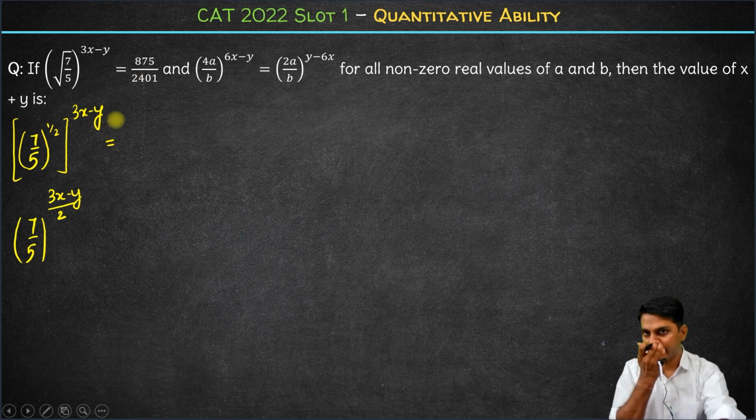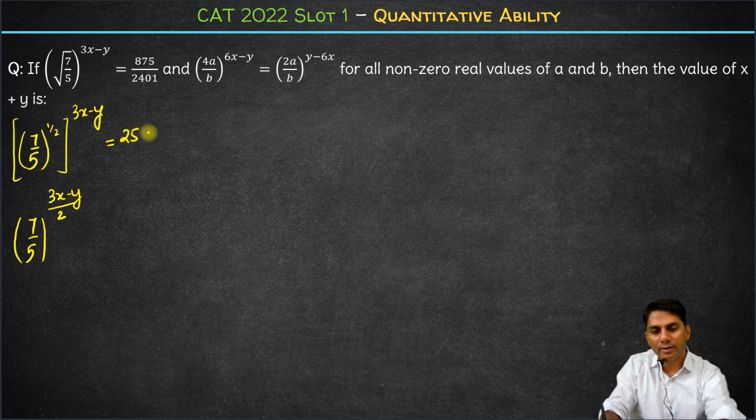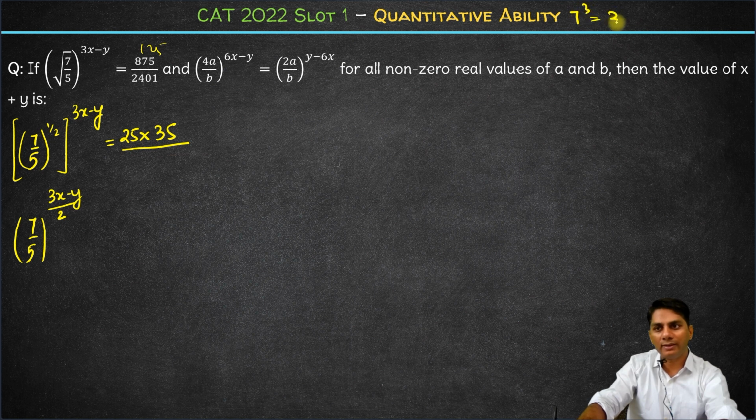Now let us look at the right hand side here. 875 is effectively 25 into 35, so 25 into 35 is the numerator, and the denominator is 2401. Now we know 7 cube is 343 and 7 to the power 4 is 2401. So the denominator is effectively 7 to the power 4.